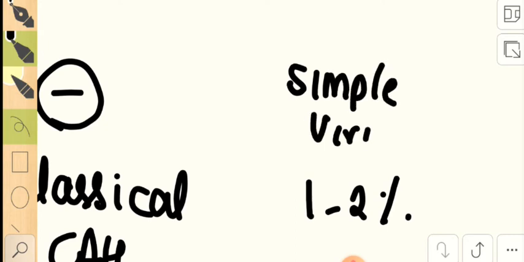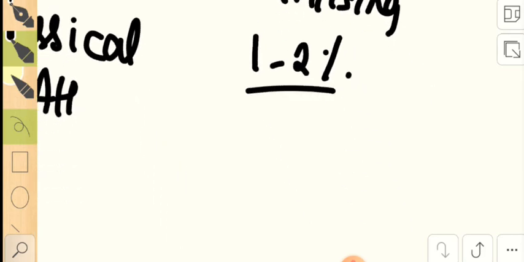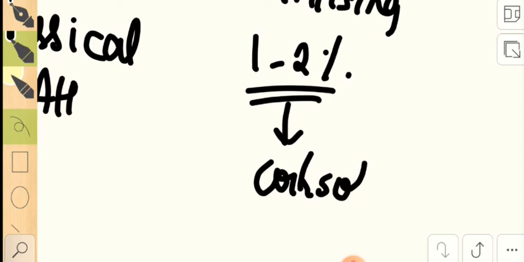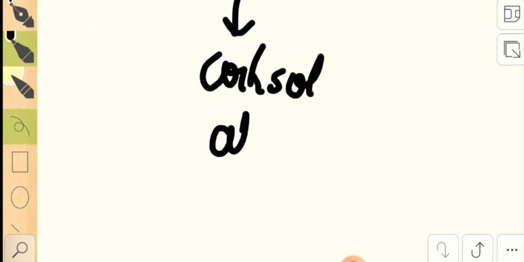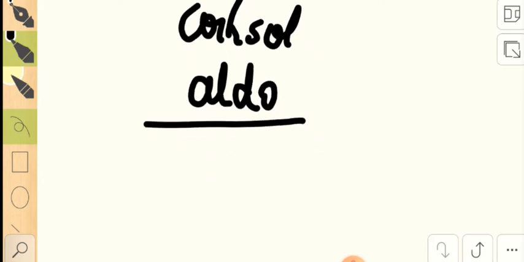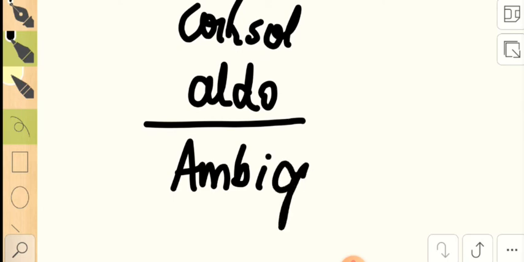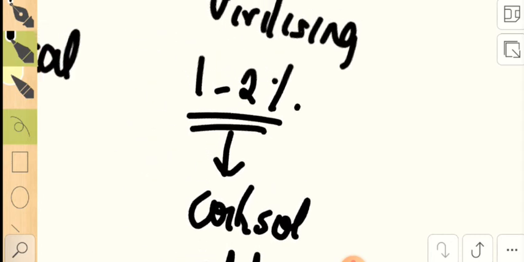Why it is called simple virilizing is, this 1-2% enzyme activity is enough to maintain the formation of both cortisol and the mineralocorticoid, aldosterone. And hence, it does not present with circulatory collapse. Instead, it presents only with ambiguous genitalia or virilization. So, circulatory collapse is avoided in this form of the disease.